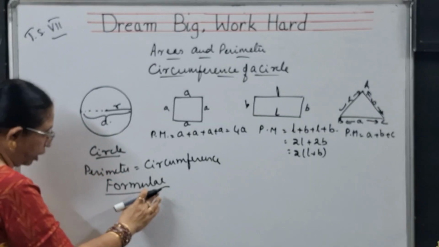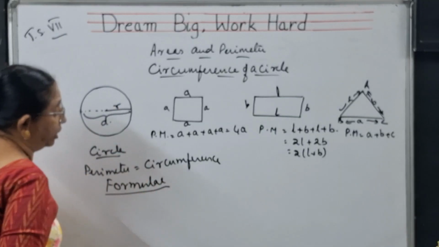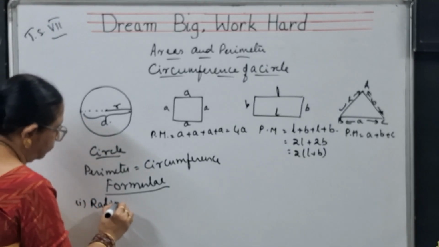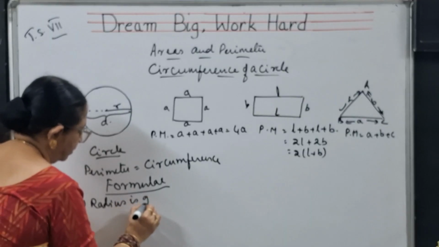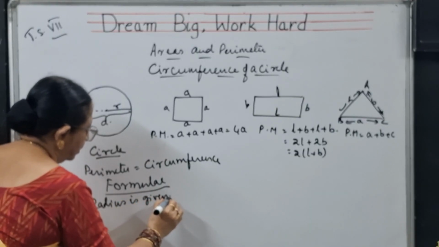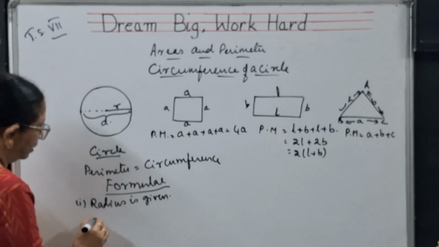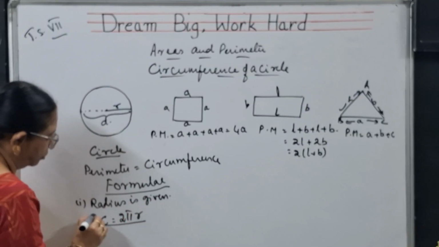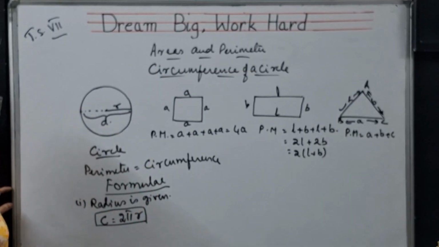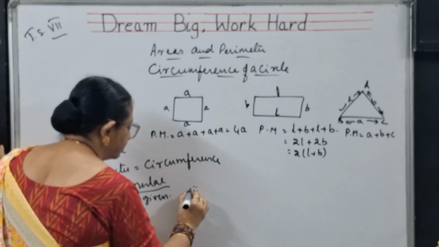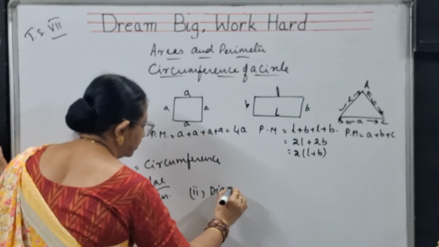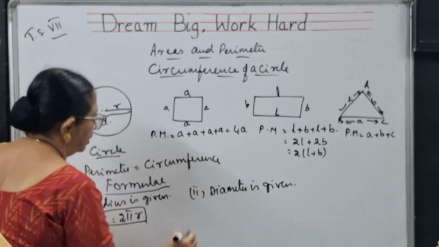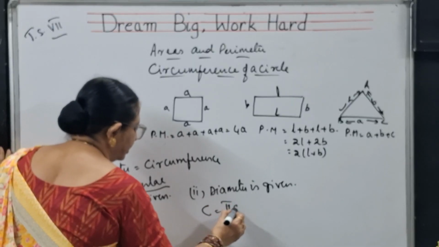I said formulae, plural. Why? Because when the radius is given, with radius considered as r, the circumference C is equal to 2 pi r. That is the formula to find the circumference of the circle. In case the diameter is given, then the circumference is nothing but pi d.